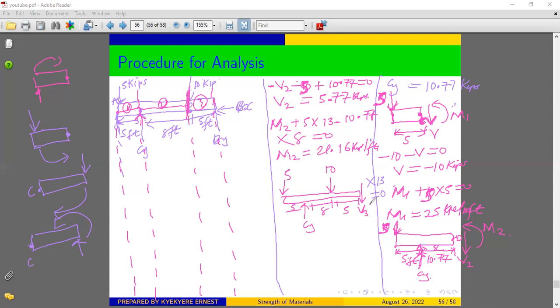So we can say that negative V3 minus 5 minus 10 plus CY, which is going up, 10.77, should be equal to 0. And from there, we can say that V3 is equal to 4.23. So from there, we are left with just the last moment, M3.